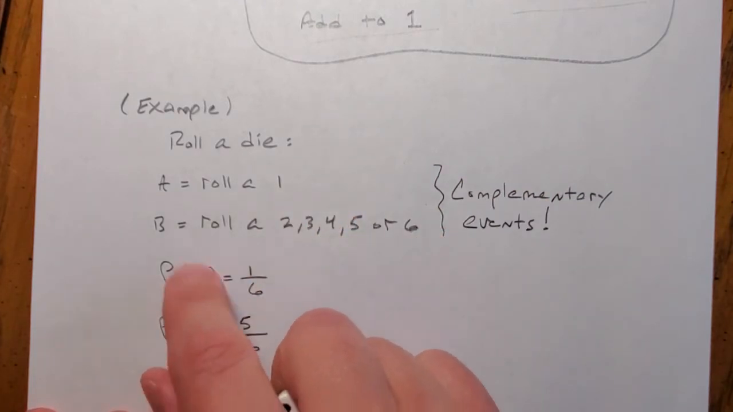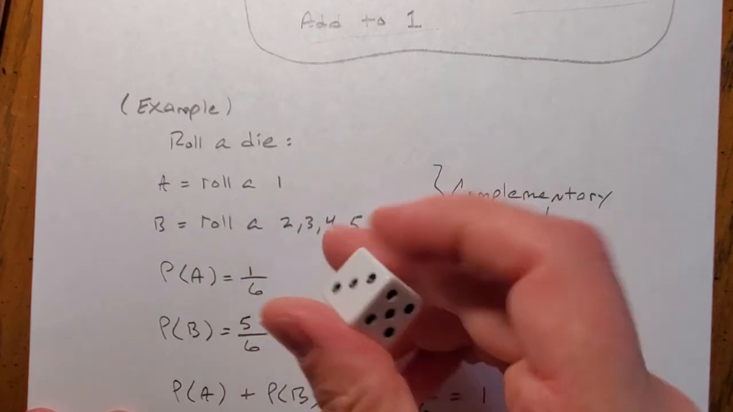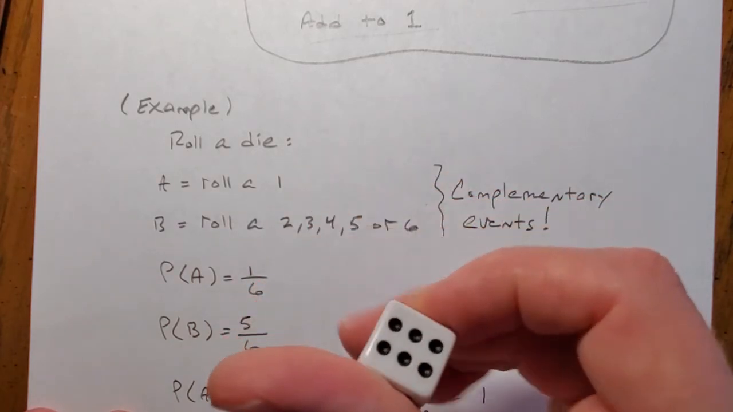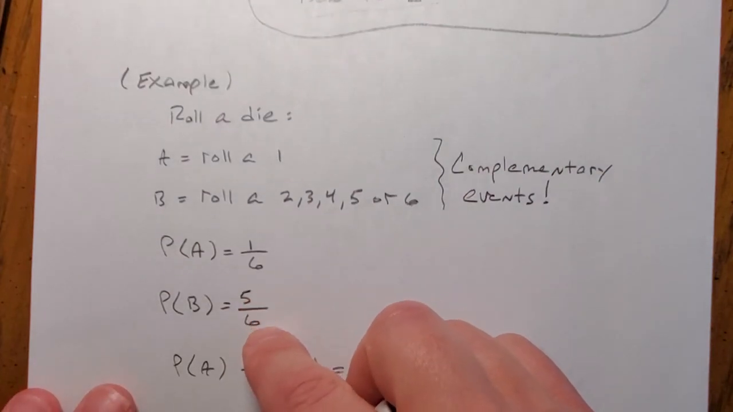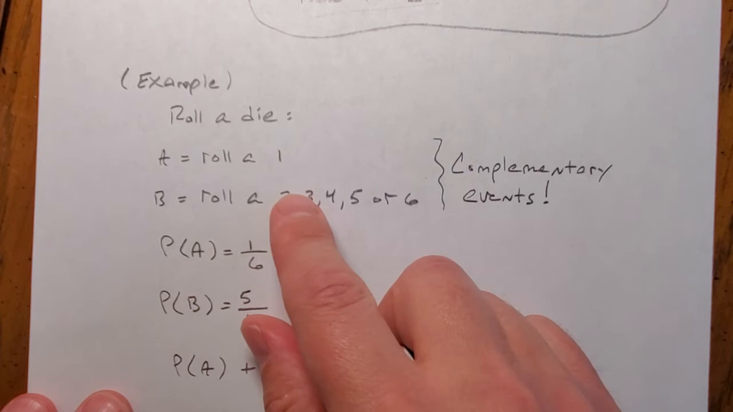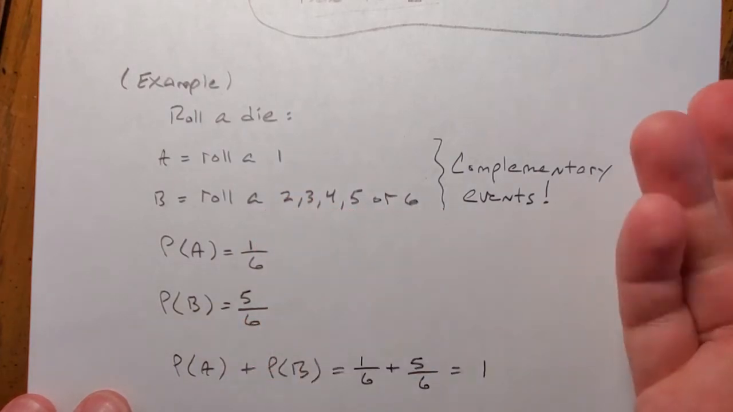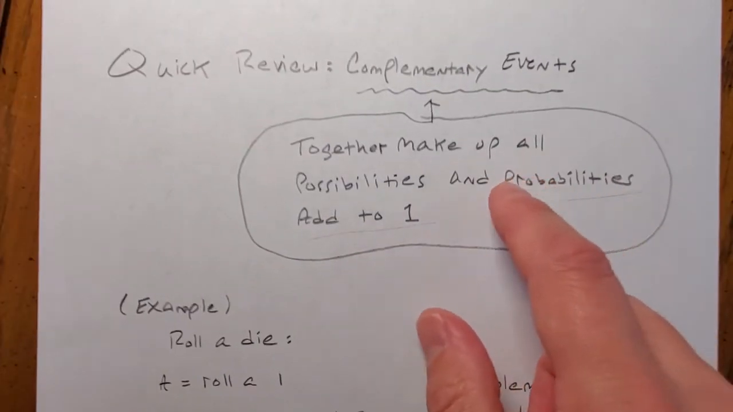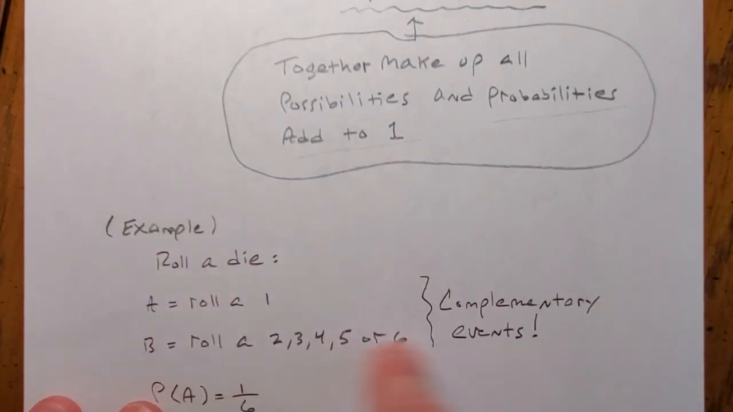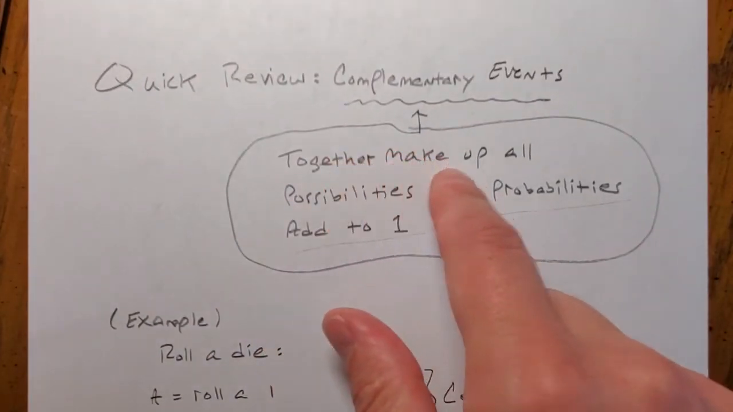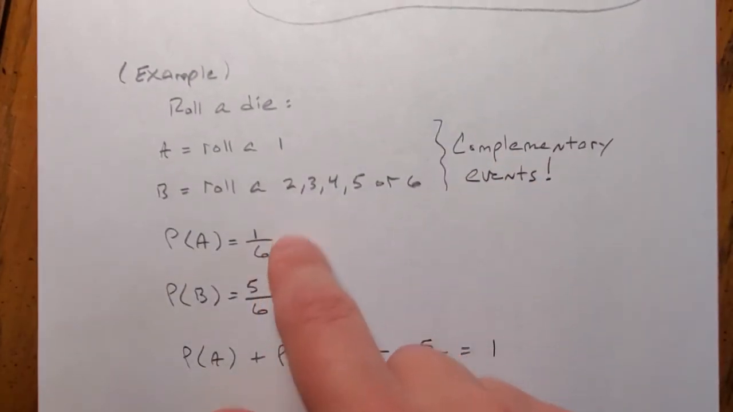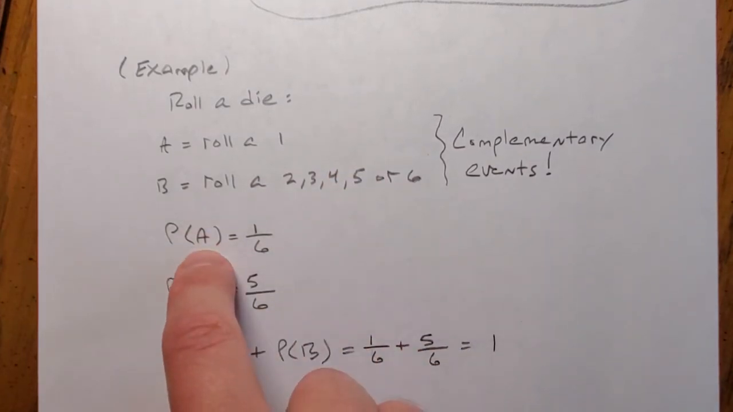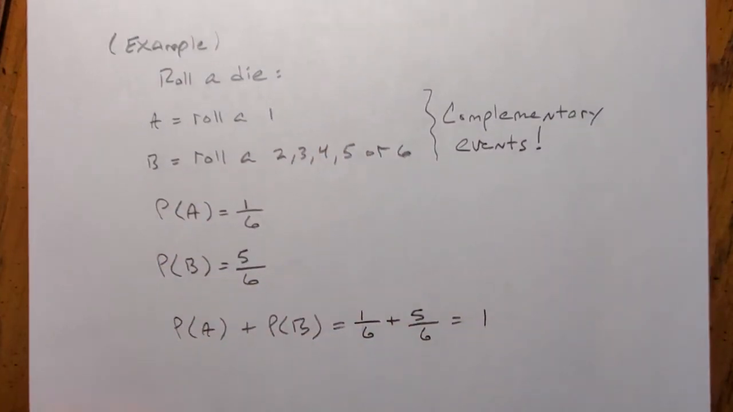What about the odds of rolling a 2, 3, 4, 5, or 6? Well, let's see. Among 2, 3, 4, 5, and 6, that's 5 possibilities out of 6 total possibilities. So the probability of rolling a 2, 3, 4, 5, or 6 is 5 out of 6. Now, my claim is that this is what complementary events are. Together, they make up all possibilities, and their probabilities have to add to 1. So if I was correct that these are complementary events, and if I did my math right, then the probabilities of these two should add to 1. So let's see, do they?